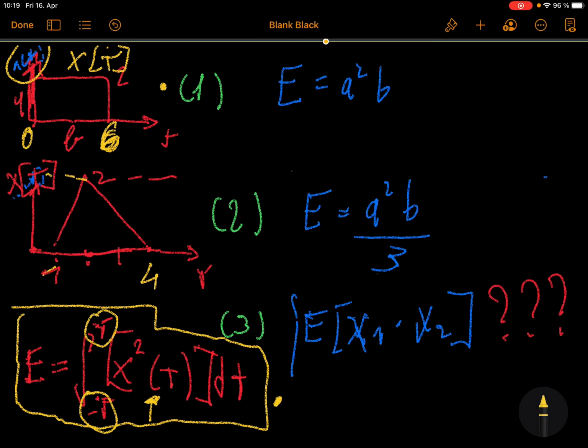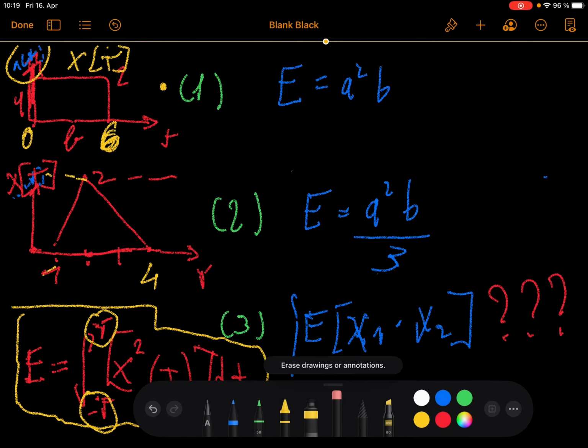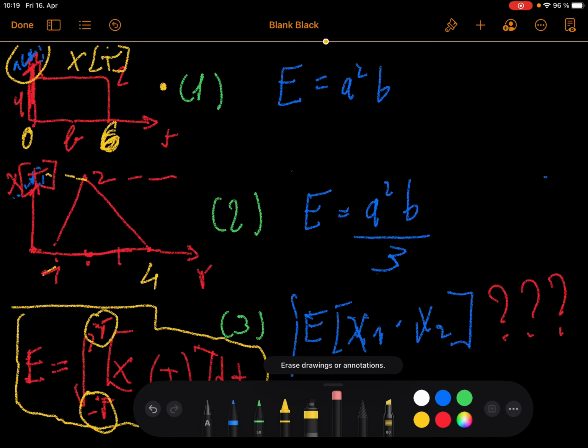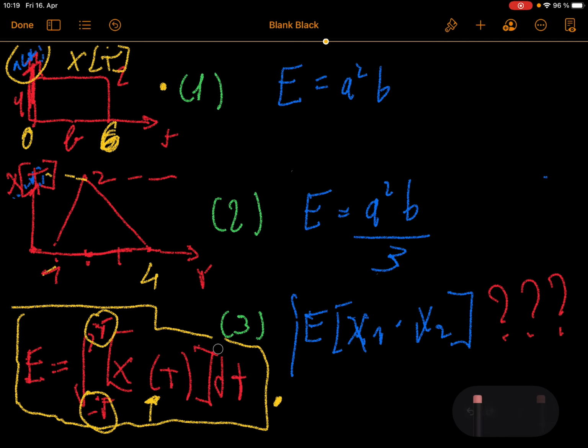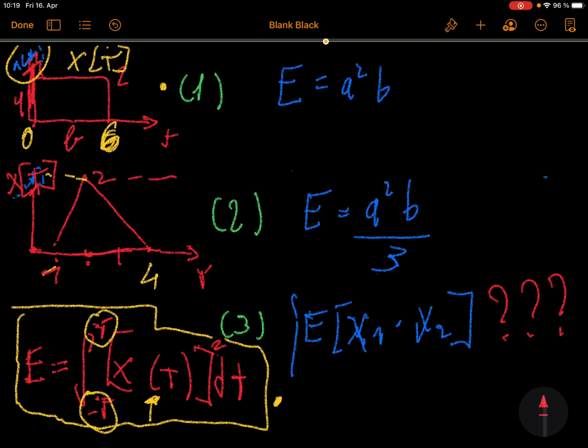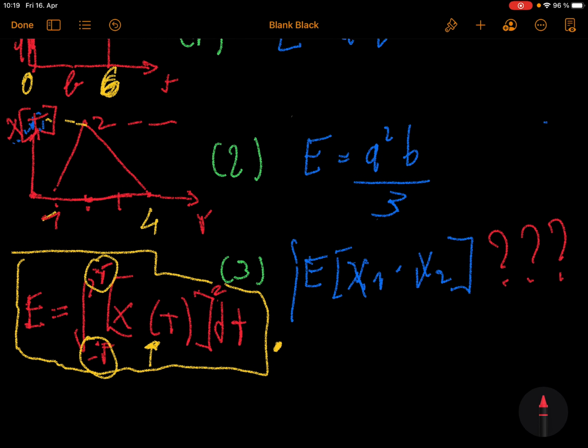What we put inside x squared of t, it's going to be, sorry, that's a mistake I just wrote. Actually, the square is going to go outside. Oops. What's going on here? Okay, all right, let's try to do that.